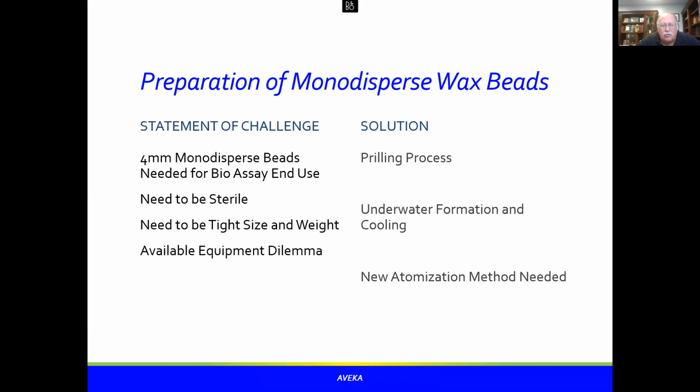To do this process, we're going to prill, and I'm going to show this to you in just a second. To make big prills, which are commonly made and relatively easy to do, typically requires a tower that's somewhere in the 100 to 150 feet tall. I don't have a 150-foot tower. So our solution was, we're going to go to prilling, but we're going to do it underwater. Basically, we're going to produce a lava lamp, and we're going to use a very precise atomization method to get this tight distribution.